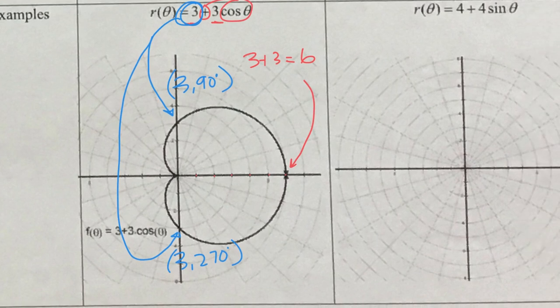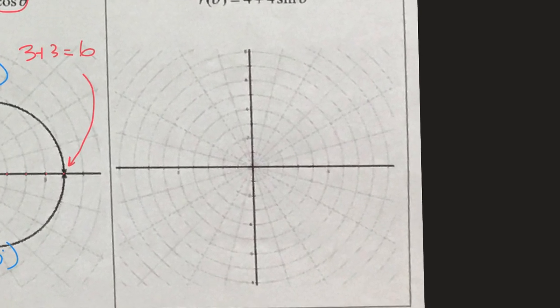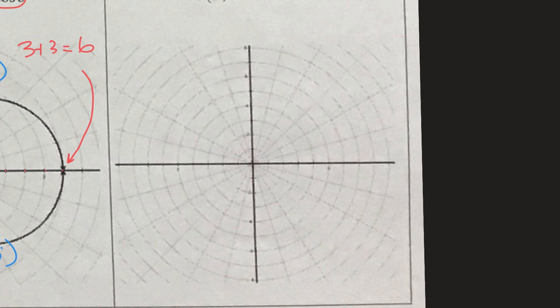So let's try one. This will be the first one that we've tried. 4 plus 4 sine of theta. So first of all, what is the pole symmetry? The pole symmetry is 90 degrees. Okay, we have a positive sine. Sine goes along with the y-axis, so this graph should be mostly taking place up here in the positive y-axis part of your graph. So the outer loop is going to be 4 plus 4, which is 8.